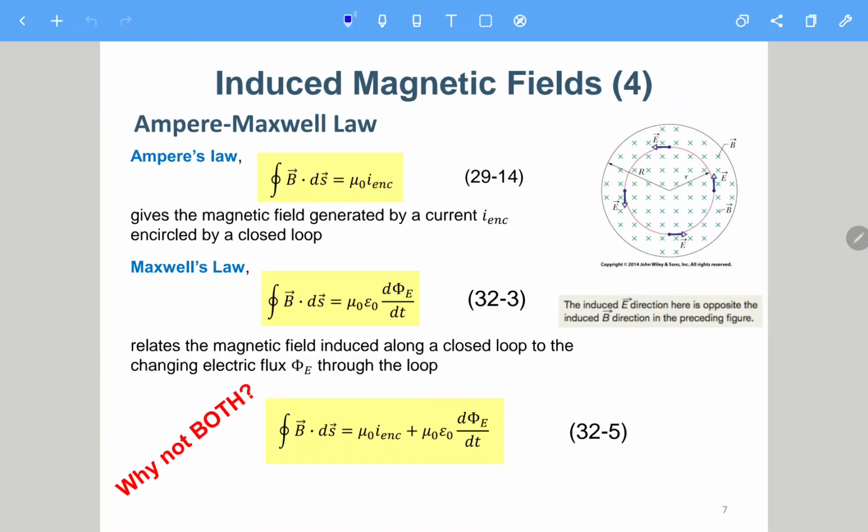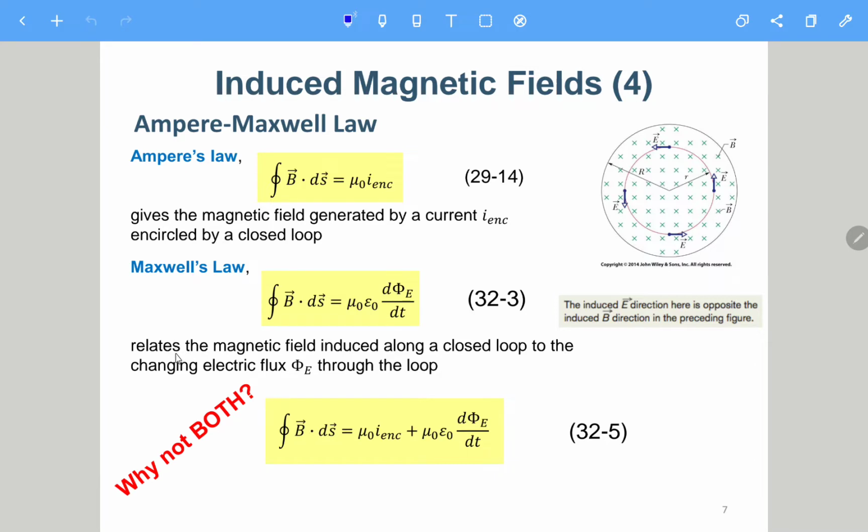Okay, so up to here we know there are 2 laws. One is called Maxwell's law. In chapter 29, you know, this line integration equals mu naught I enclosed. And also we know Maxwell's law in this chapter. The same line integration equals mu naught epsilon naught times the time derivative of the electric flux. Okay, so here I said why not both?